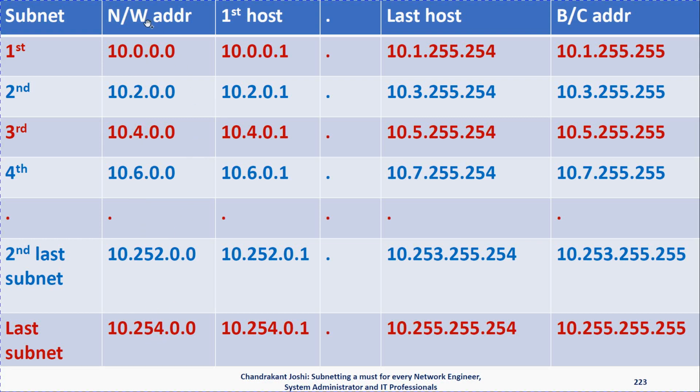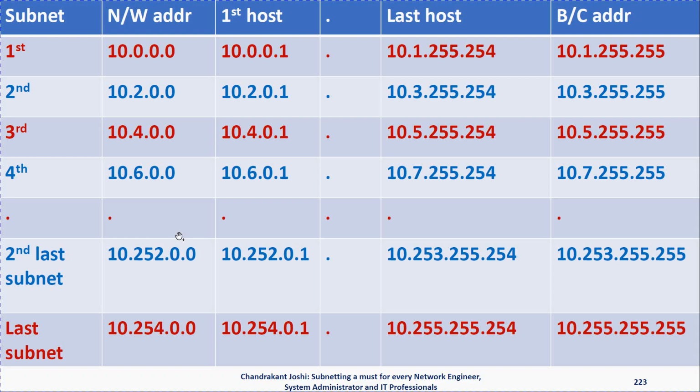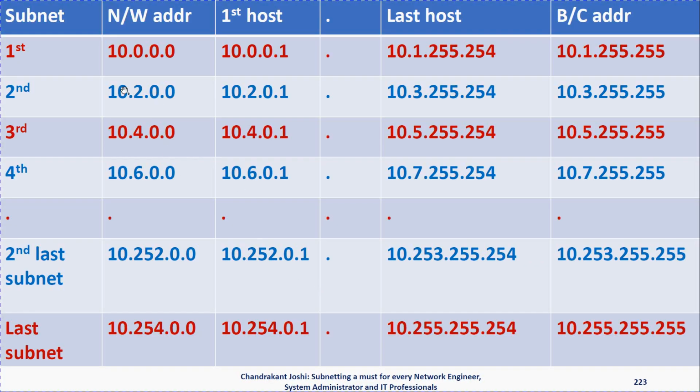So these are 256 subnets. 256, sorry, these are 128 subnets because this is 2. So total is 256 and incremental value is 2. So 256 divided by 2 is 128. So these are 128 subnets.